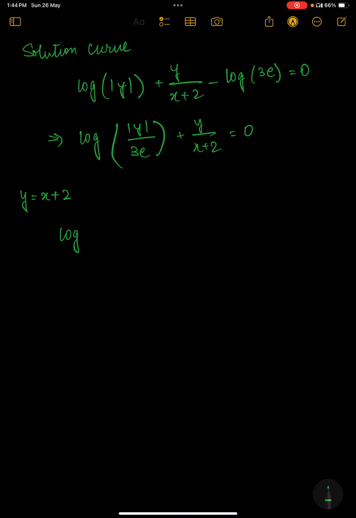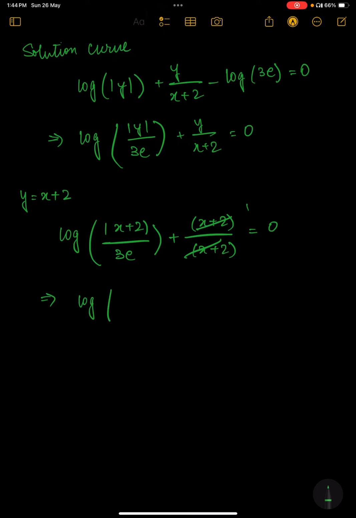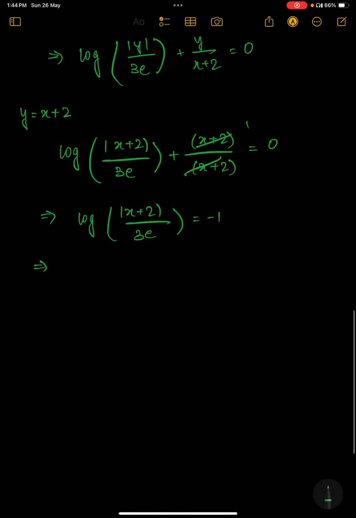So we will put the term x plus 2 in place of y in the expression. So we have log mod of x plus 2 by 3e plus x plus 2 by x plus 2. So this cancels out each other to give 1 and we have log mod x plus 2 by 3e is equal to minus 1. So then we have mod x plus 2 by 3e, and here we have e power minus 1.